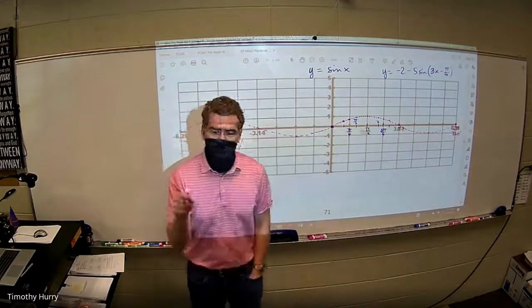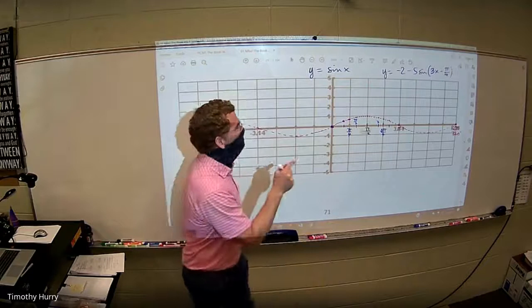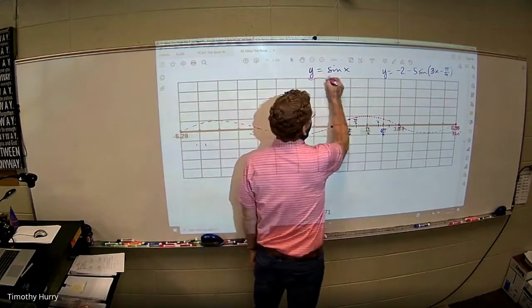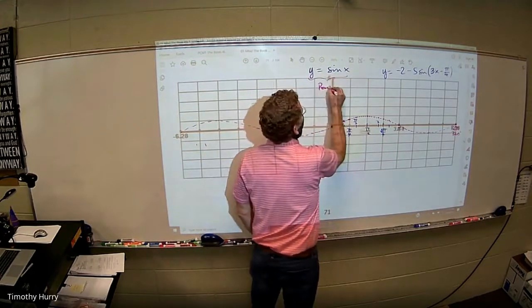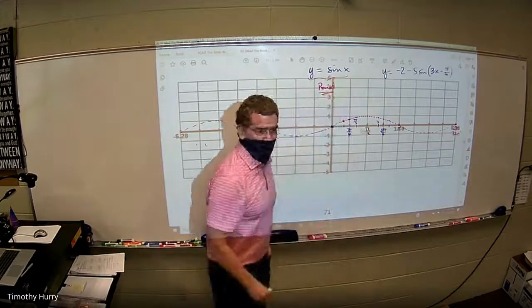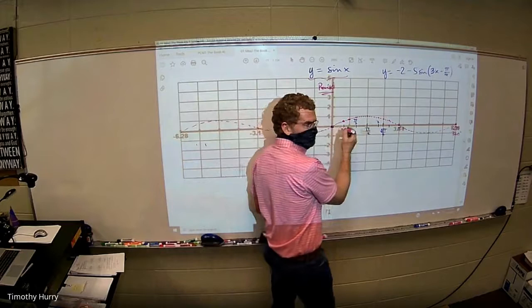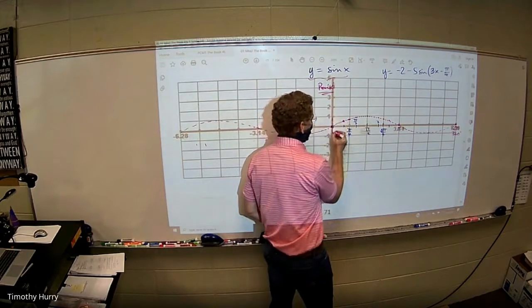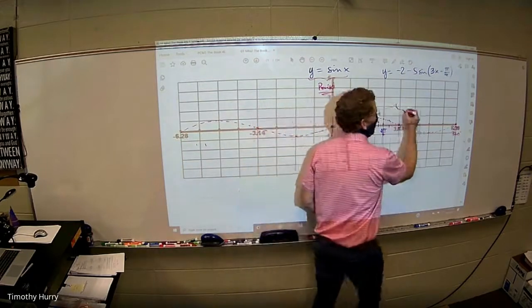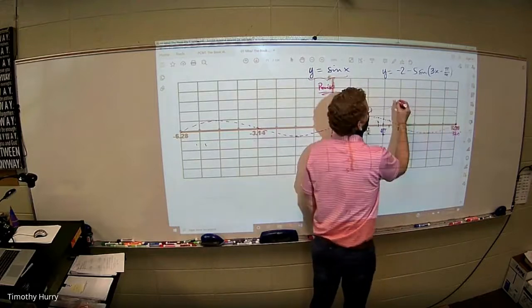So the biggest takeaway from this is this. You need to be able to look at a trig function and figure out its period. Once you figure out its period, everybody with me on this? I want you to find the period, find the length of it, whatever that is, and we'll see a formula for that.